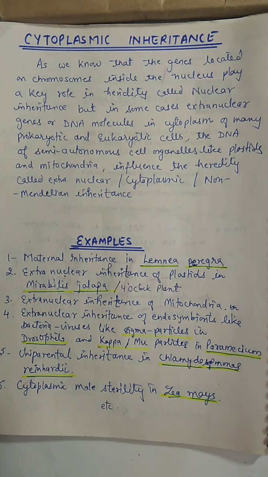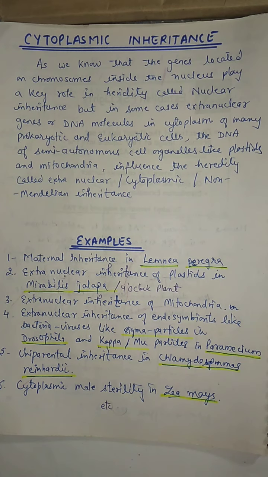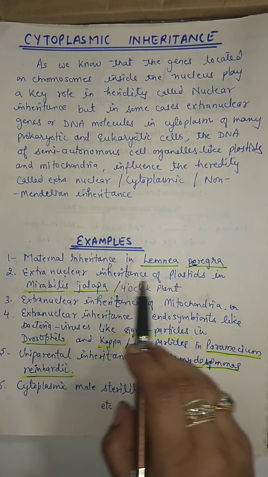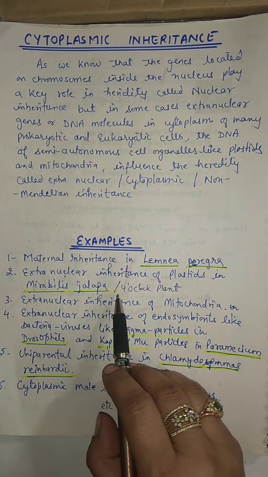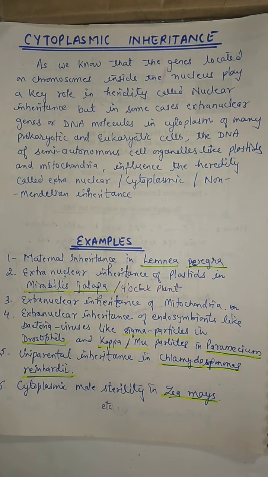Hello, dear students. In the last lecture on cytoplasmic inheritance, we discussed the example of maternal inheritance in Lemna peregrina or gastropod shell coiling. Today, we will discuss the extranuclear inheritance of plastids in Mirabilis jalapa, or the four o'clock plant.